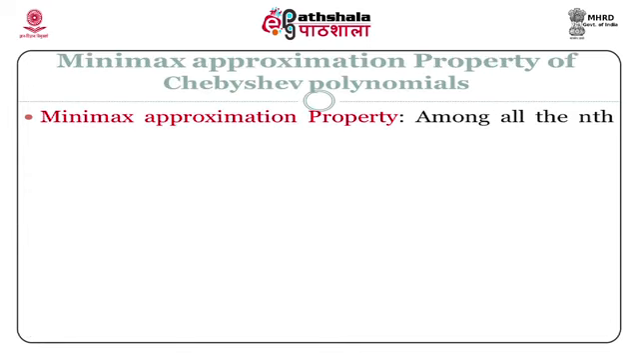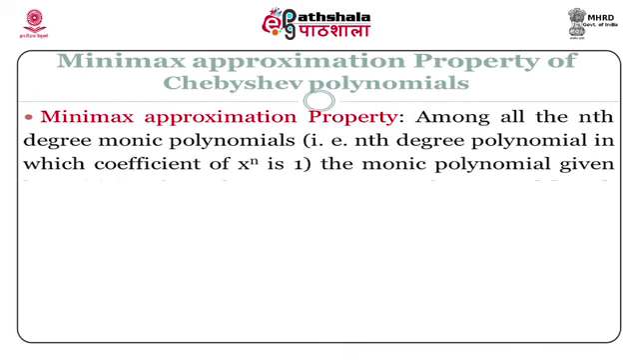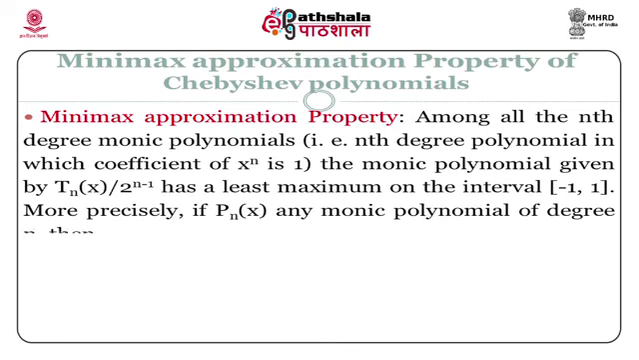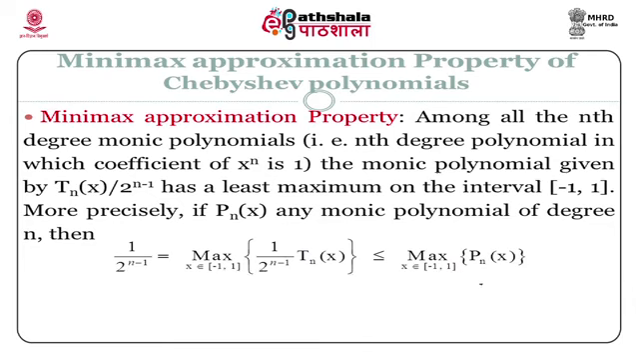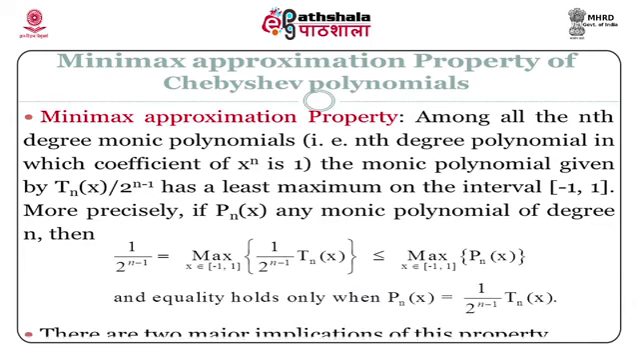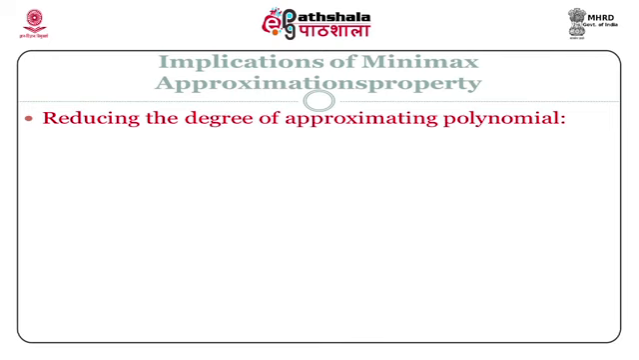So, the minimax approximation property we are talking about: among all the monic polynomials, the monic polynomial given by Tn(x) upon 2 raised to n minus 1 has the least maximum on the interval minus 1 to 1. More precisely, if Pn(x) is any monic polynomial, then 1 upon 2 raised to n minus 1 is less than or equal to the maximum of mod Pn(x). We can also use the same property for reducing the degree of the approximating polynomial.